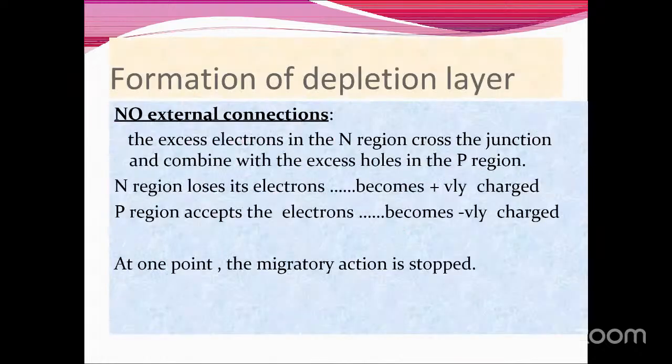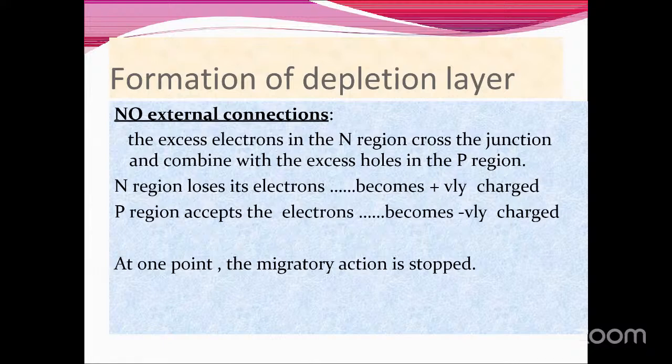So how is the depletion layer formed between the P and N type? Before that, suppose you are not applying any external voltage or potential difference to the junction diode, by fusing one region into the other, P to N region. Here the excess electrons in the N region may cross the junction and combine with the excess holes in the P region. So the N region loses its electrons and becomes positively charged, and similarly the P region accepts the electrons and becomes negatively charged.